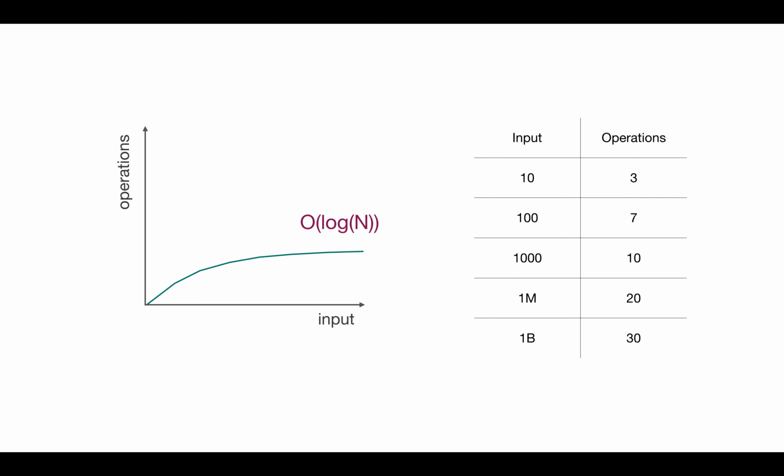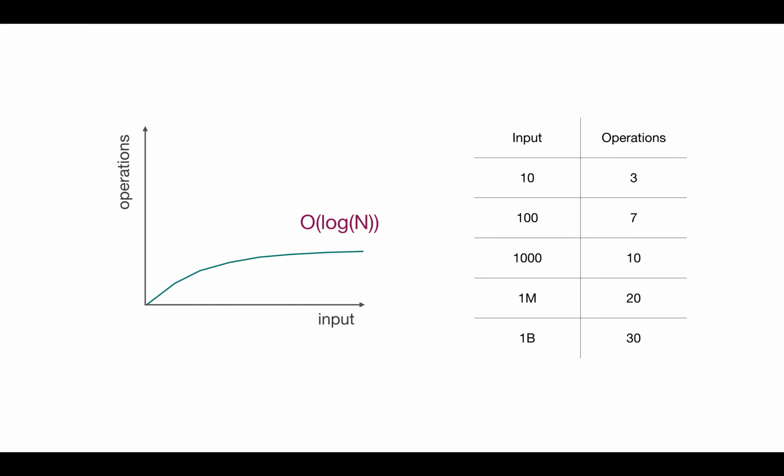For instance, if the input is 10, then the number of operations will be 3. If the input is increased to 100, the number of operations will be 7. And if the input size grows to 1000, the operations will only be 10. For a million input size, see the difference: only 20 operations are required. And for a billion, only 30. So you see the difference in the number of operations with respect to the increase in input. It is going towards being constant.